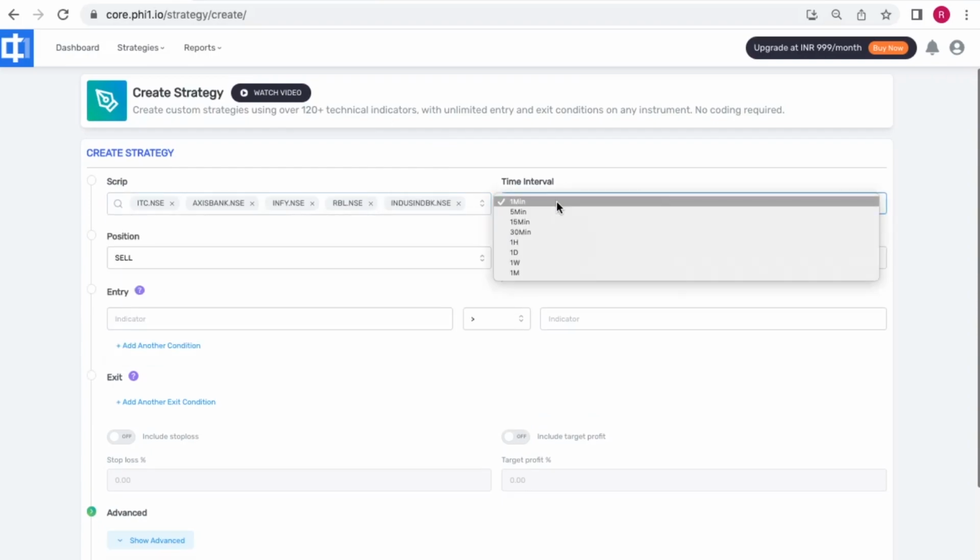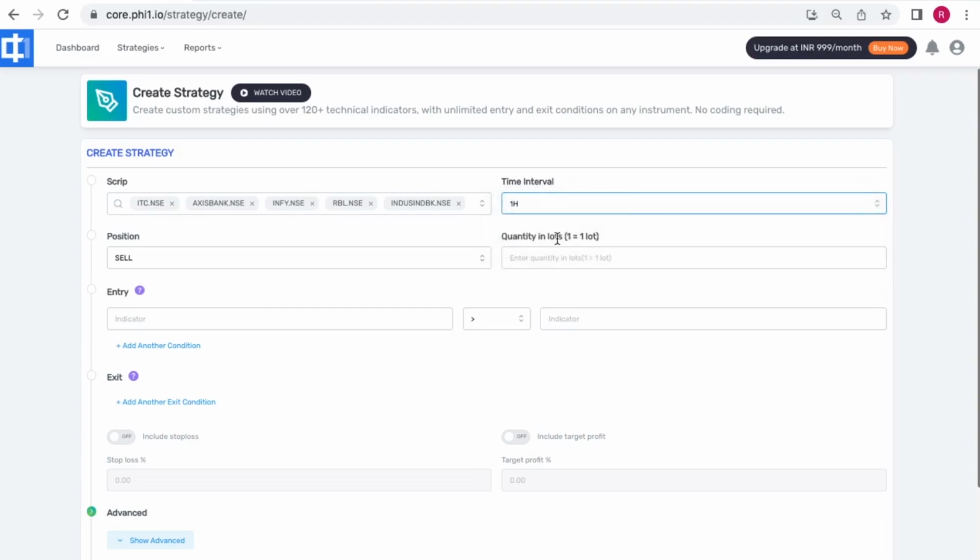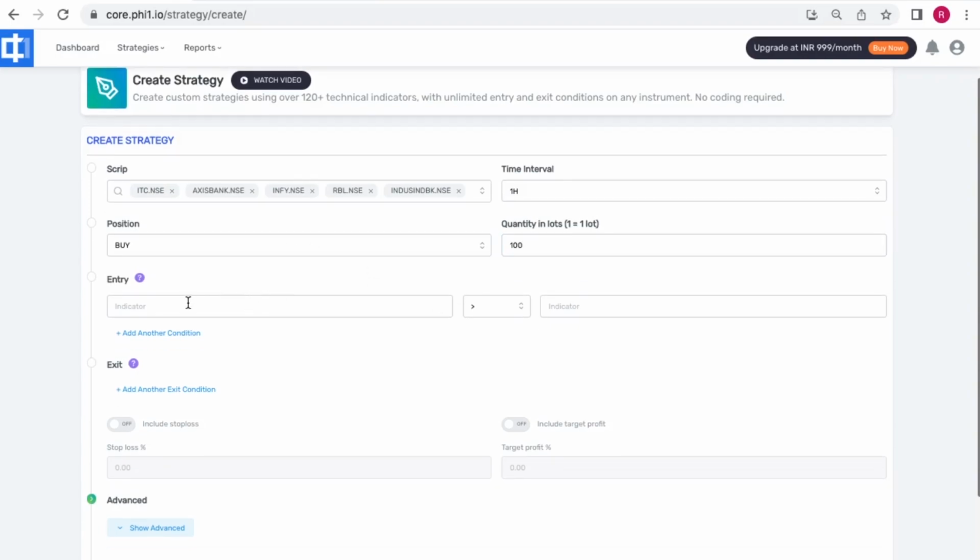Alright. Select a time interval. I am going with a 1 hour interval. Choose the position you want to take when your entry condition is met. We are going to enter the trade with a buy position.